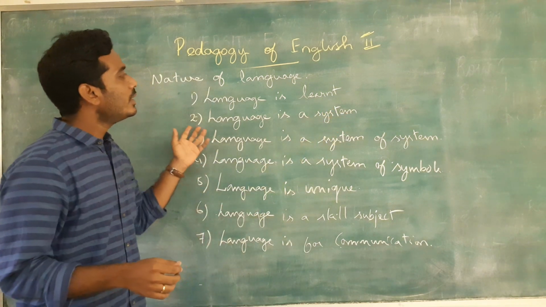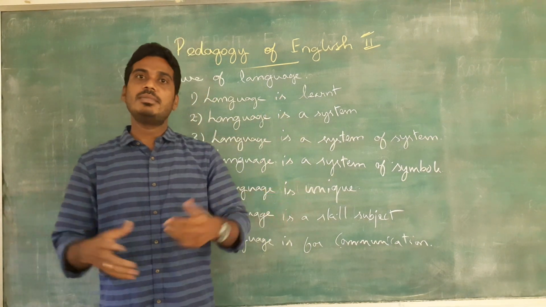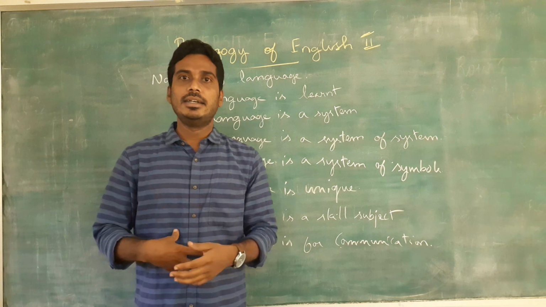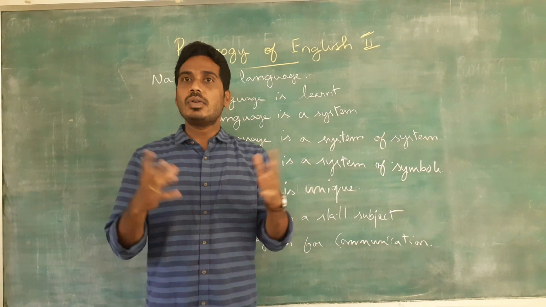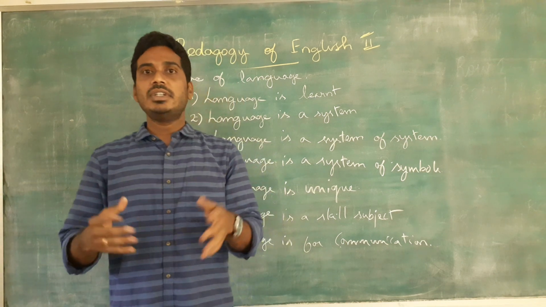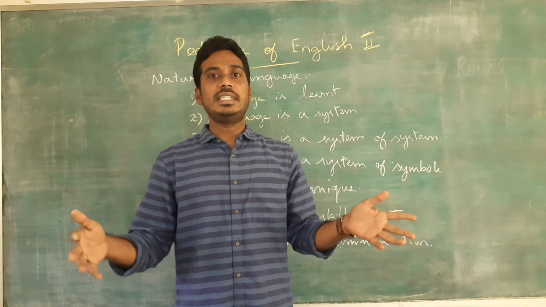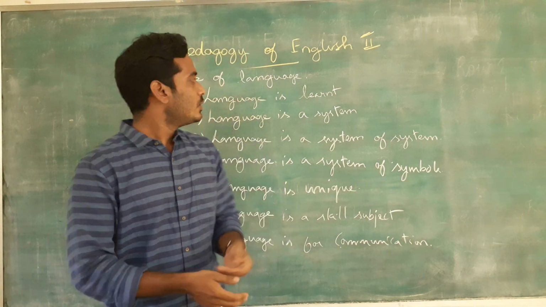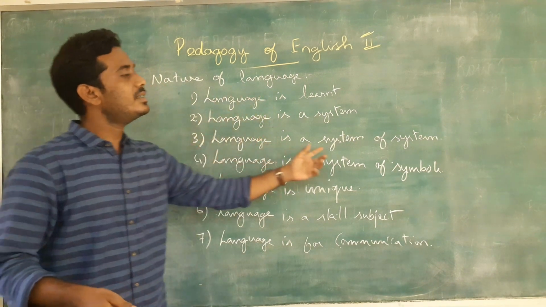Okay, the next one is language is a system. Our human body contains lots of systems like heart, lungs, and so many systems are in our body. Likewise, language contains lots of systems. Lots of systems means language is classified into words and sounds and sentences, structures, so many things. So language is a system. Language is a system of systems.